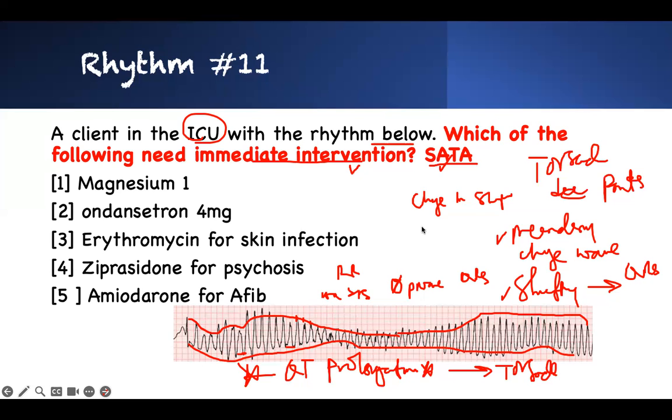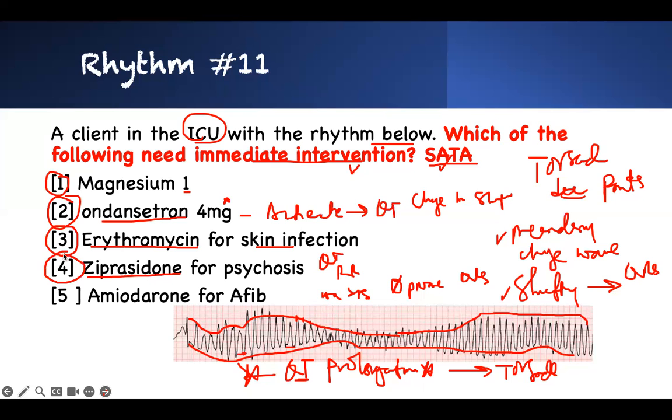So which of these should the nurse immediately intervene? You have to find causes of QT prolongation, and then we have QRS, torsades de pointes. Magnesium is number one cause of QT prolongation. Therefore, this is good. Magnesium of one is too low. Ondansetron, which is an antiemetic, also causes QT prolongation. Therefore, yeah, if the patient already has this rhythm and is on this medication, I have to stop it. Maybe that's what is causing this problem. Erythromycin, all the mycins can cause QT prolongation, so we have to stop it. Ziprasidone is an antipsychotic, also causes QT prolongation. And therefore, we make this longer and longer and longer.